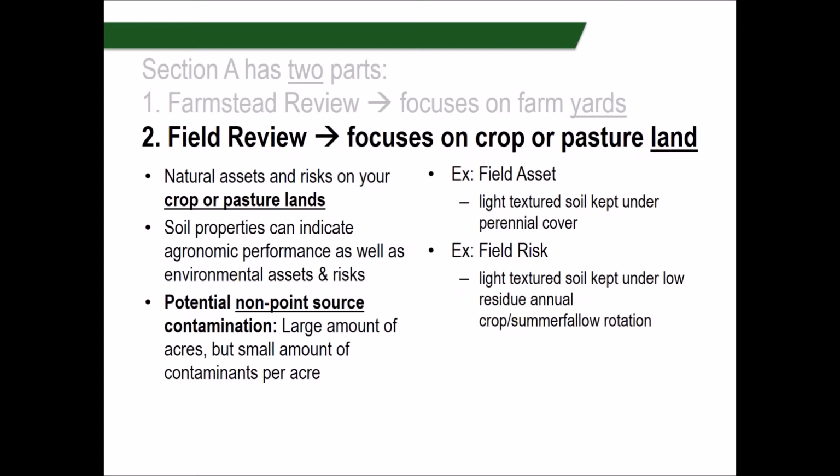An example of an asset on your field would be you have a light textured soil, but you keep it under perennial cover. You know you've got a risk for erosion, that's why it's under perennial cover. That's an asset. That's a good thing. The other end of the spectrum would be you have that light textured soil, but it's under low residue annual crop or summer fallow. That would be, on the other end, a high risk for potential erosion.